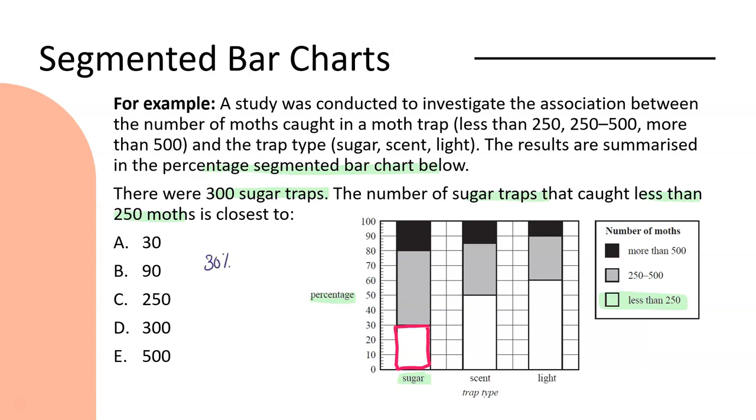So 30% of the 300 sugar traps, which means we've got 30 over 100 times 300, which gives us 90 traps. Again, notice the little trick wrong answer, 30 is written there, but we want the number, okay, be clear, the number of sugar traps, not the percentage, and so that gives us B, 90 as the answer.